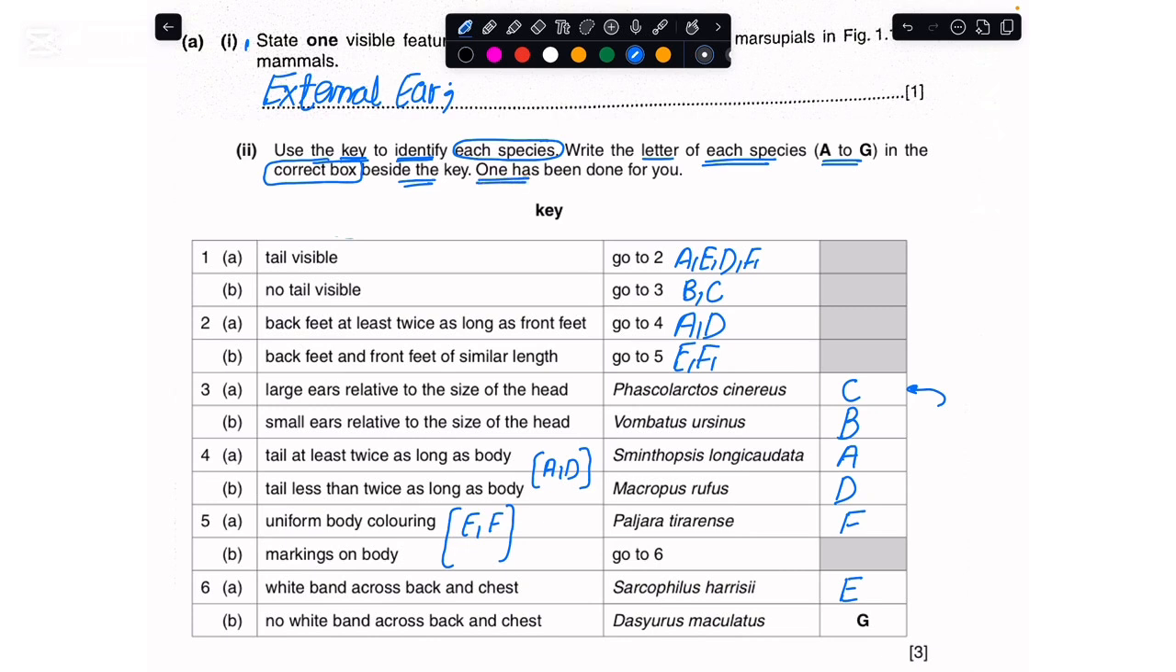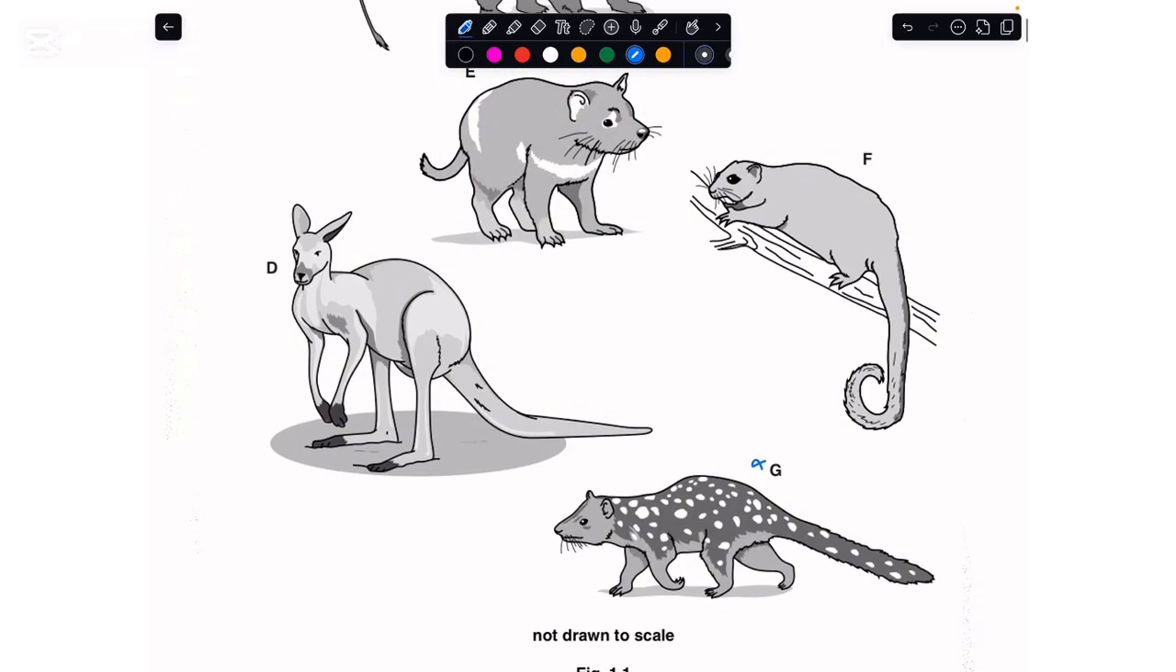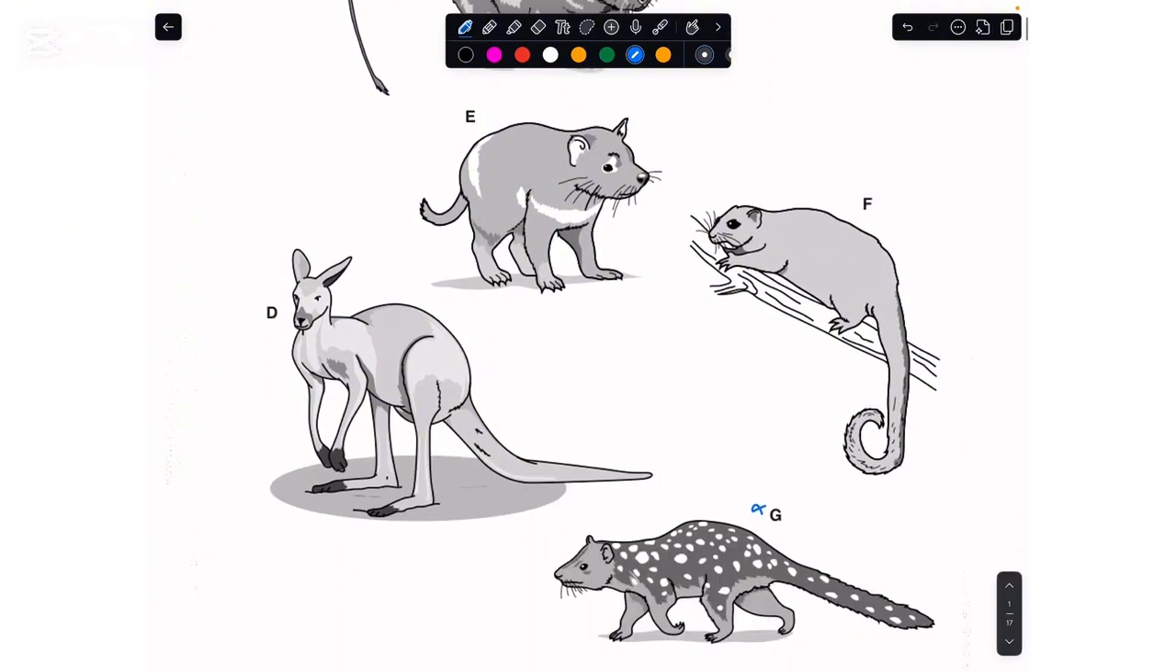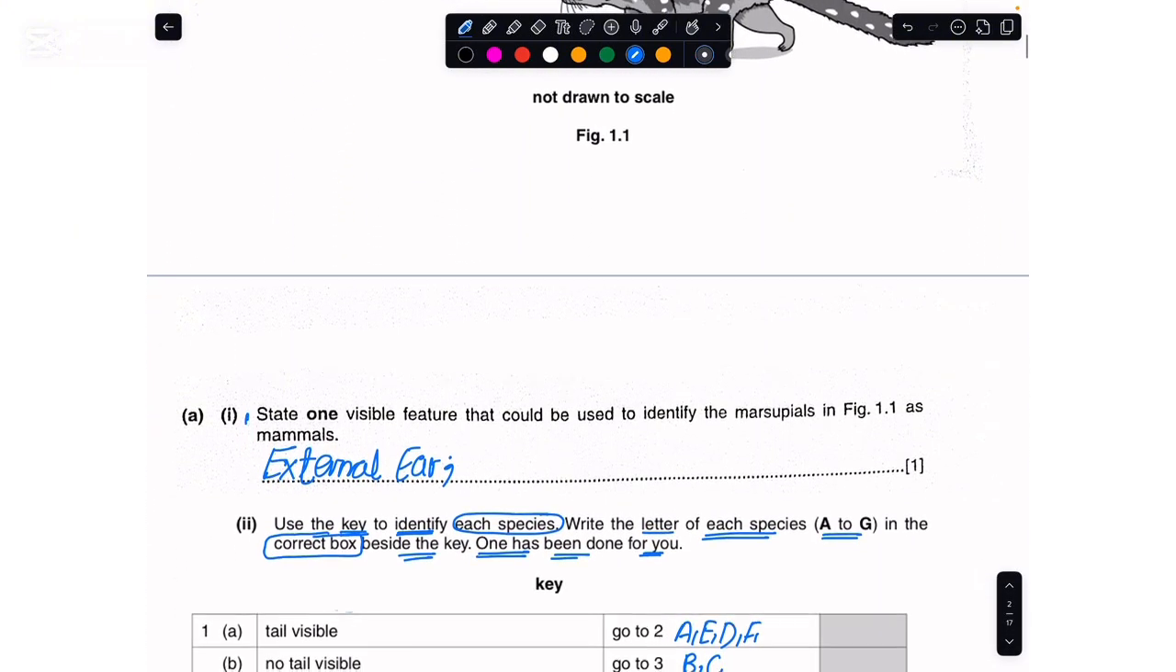And the examiner is being kind with us, and they have done one for you. If you just look toward the 6 part, they say that if there is no white band across the back and the chest, then that animal is G, and the genus is Dasyurus maculatus. So this means that we there and then have to put a cross here in order to avoid confusion. And the rest of the letters that we are given as A, B, C, D, E, and F, we have to use them for the identification of the animals.